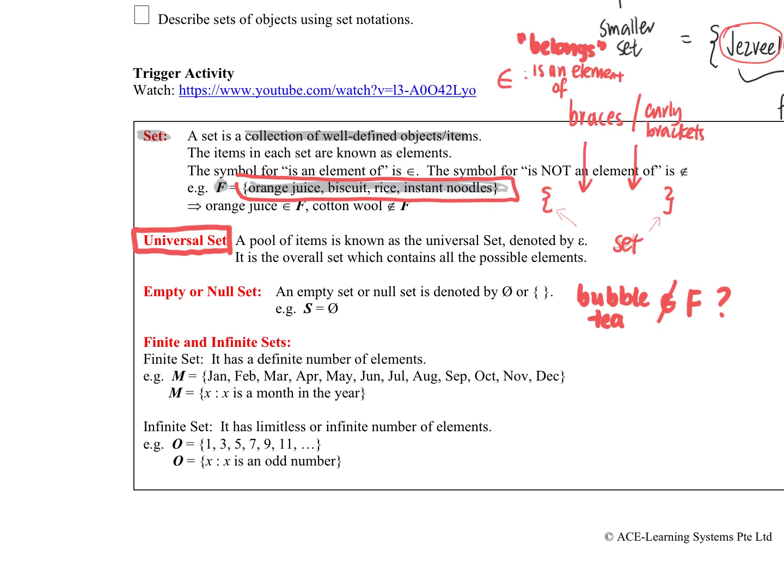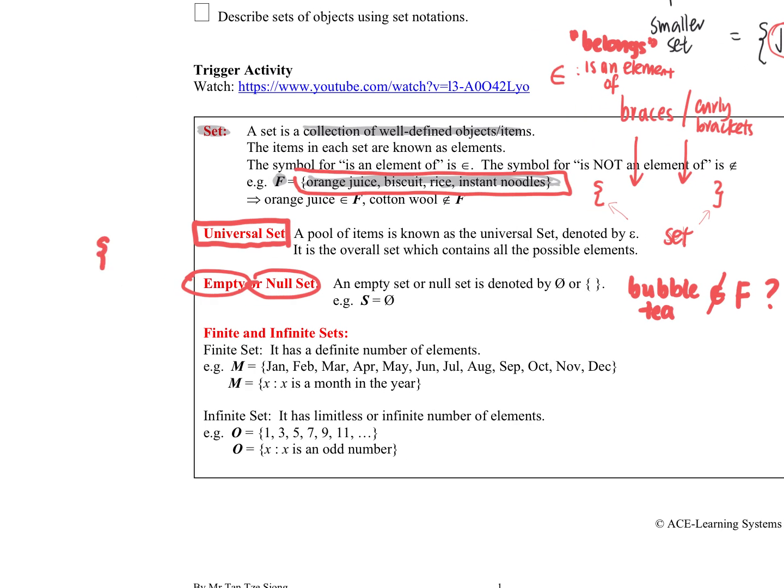Okay, empty set or null set is represented like that. So you can draw the curly braces, but there's nothing inside. Can you see there's nothing inside? This is called a null set. It is empty. There's nothing in the set.